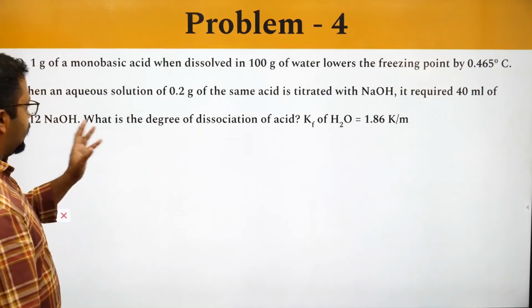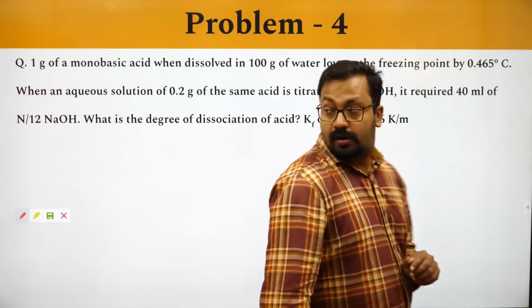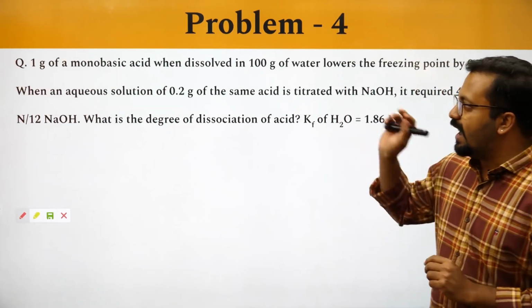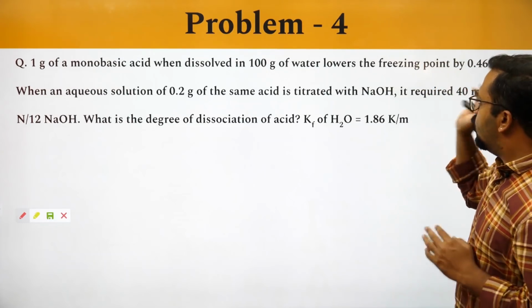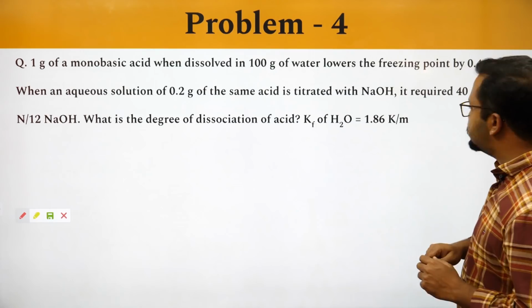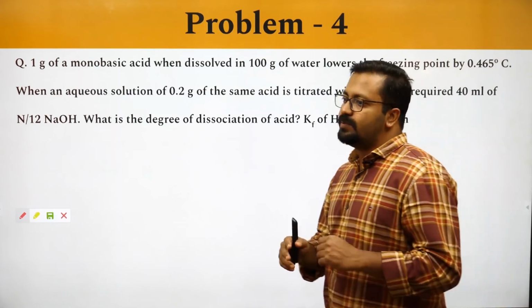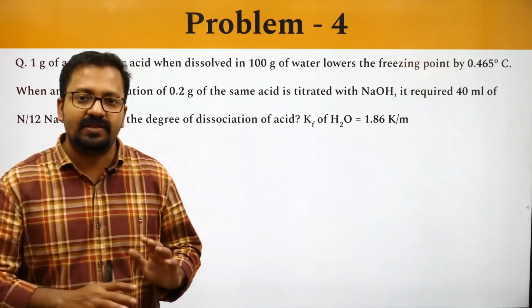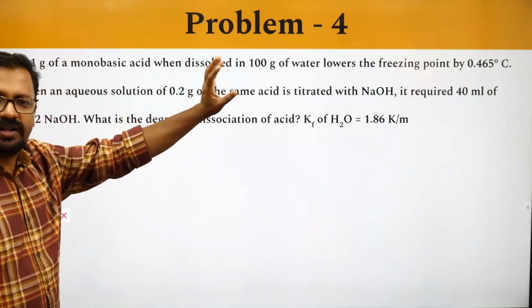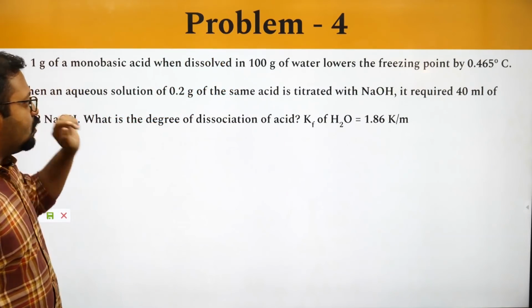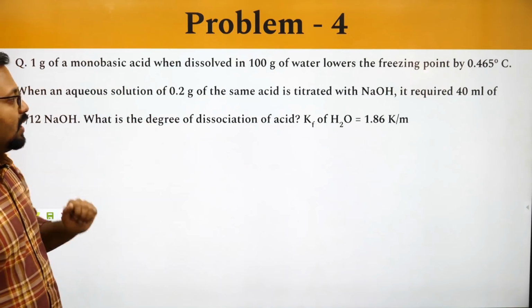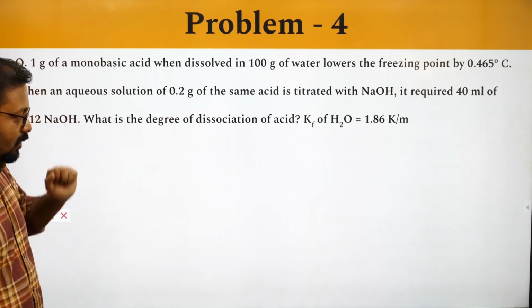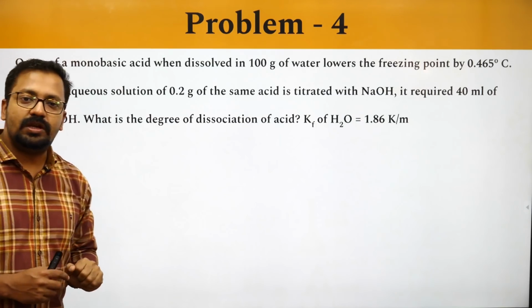The question talks about 1 gram of a monobasic acid which, when dissolved in 100 grams of water, lowers the freezing point by 0.465 degrees. Whether it is degrees or kelvins makes no difference; the freezing point decreases by that much. When an aqueous solution of 0.2 gram of the same acid is titrated with NaOH, it required 40 ml of N/12 NaOH. What is the degree of dissociation of the acid?